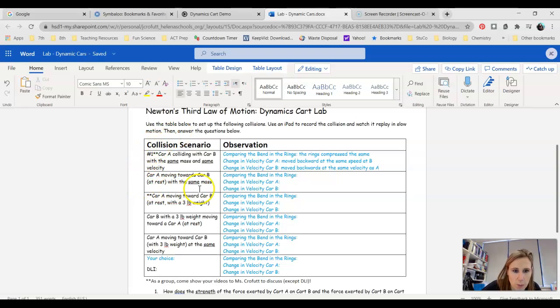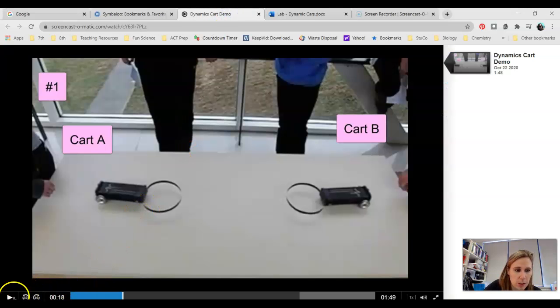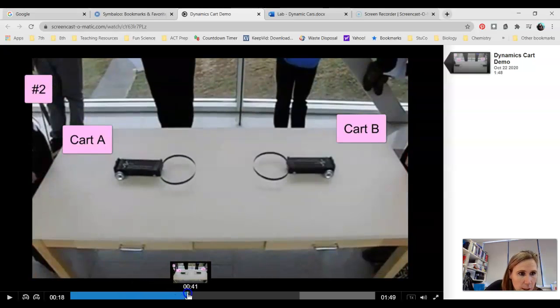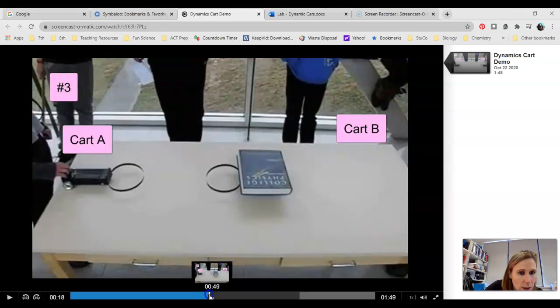I'm going to show you just one more of these. So let's go on to question 3 where we add a weight. Now we're going to look at mass. This one says cart A is moving towards cart B. Cart B is going to be at rest and have a 3-pound weight. So if we go back to our video, I'm going to skip forward to 3. And you can move through these as you need by just clicking and dragging.